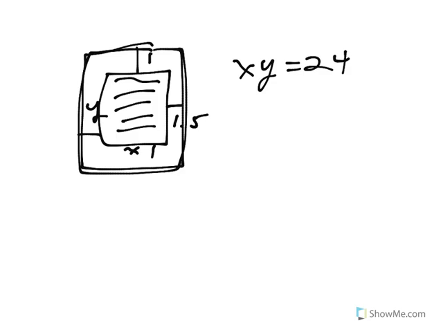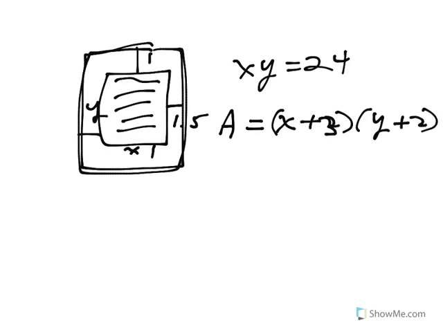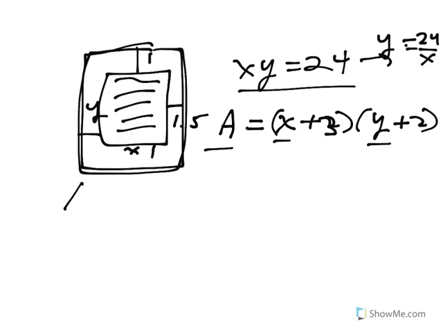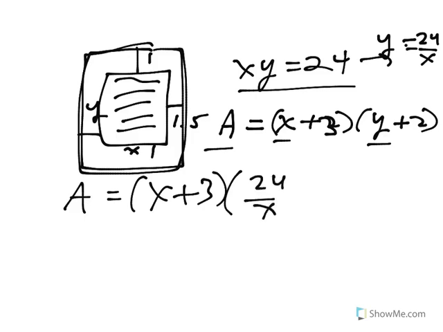Well, the area of the large piece of paper is x plus 3 times y plus 2. So I have a 3-variable equation and a 2-variable equation. If we solve for y in terms of x, 24 over x, and then substitute that in, x plus 3 times 24 over x plus 2.